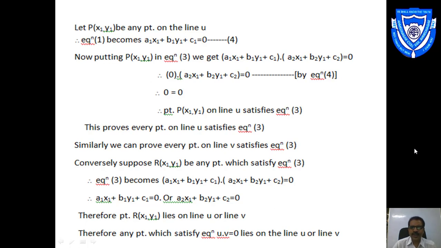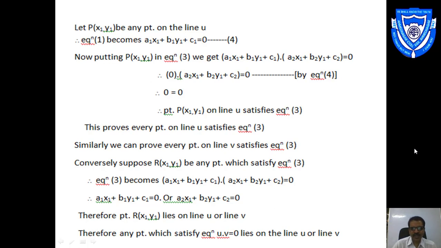In the converse part, let us take any random point whose coordinates satisfy equation 3, and try to prove that that point belongs to the set L1 union L2. Then the proof will be completed. So conversely, suppose that the point R, whose coordinates are x1, y1, is any point which satisfies equation 3. Now since point R of x1, y1 satisfies equation 3, in equation 3 each x can be replaced by x1, each y can be replaced by y1.